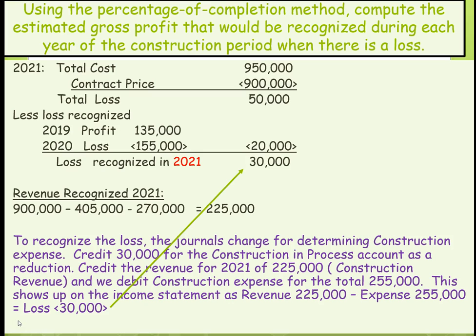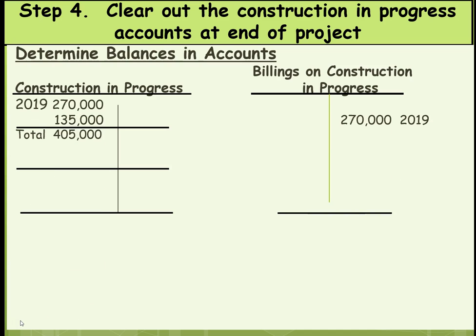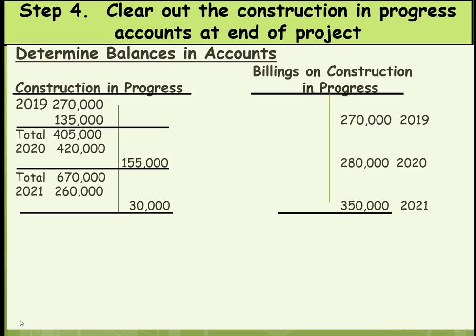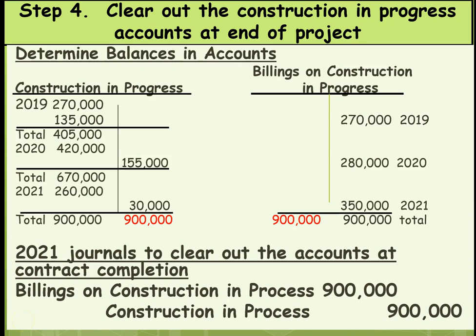Now we'll look at our journal entries. This is what they would look like for percentage of completion. So remember, you book the loss into construction in process, and the revenue based on the percentage complete, and the construction expense is the plug. Now let's look at this in the T accounts. That would be 2019, there's 2020, and there's 2021. Gives us same balance of $900,000, and then we would clear those out at the end of year 3.